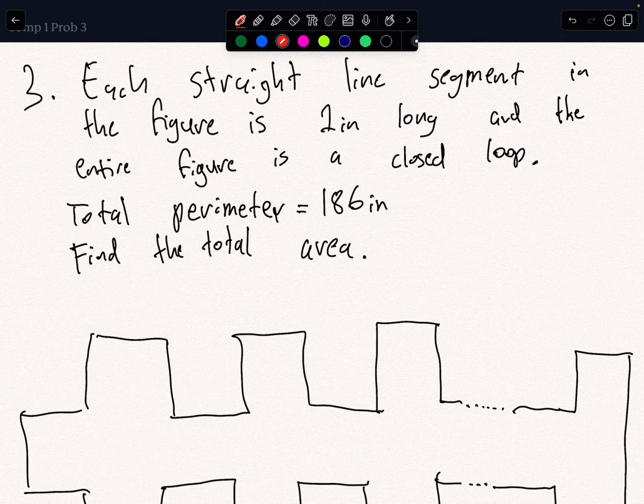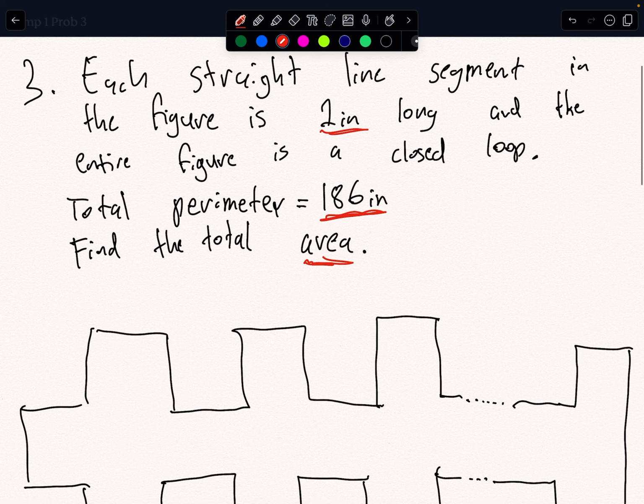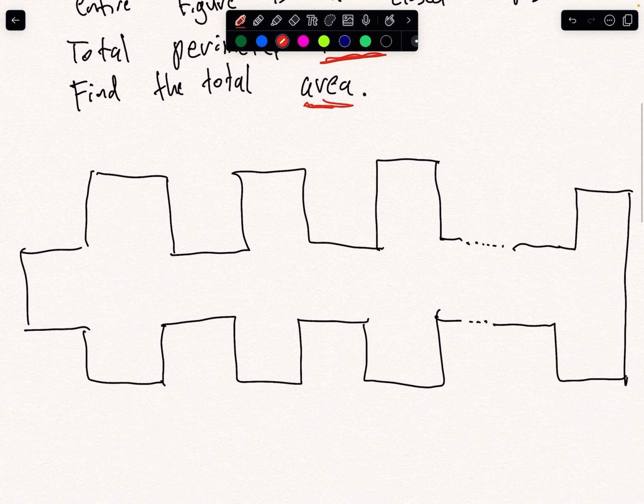This is a geometry problem. Each straight line in the figure is 1 inch long, and the entire figure is a closed loop. The total perimeter we are given is 186 inches, and the problem wants us to find the area of the figure. So for reference, this is the figure mentioned in the problem, and each of these sides is 1 inch.